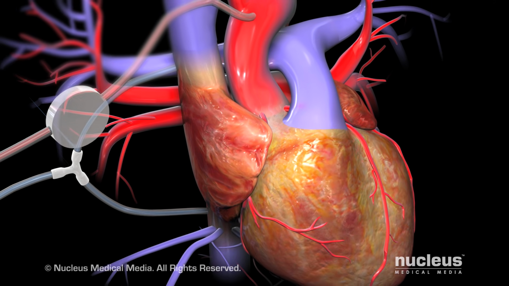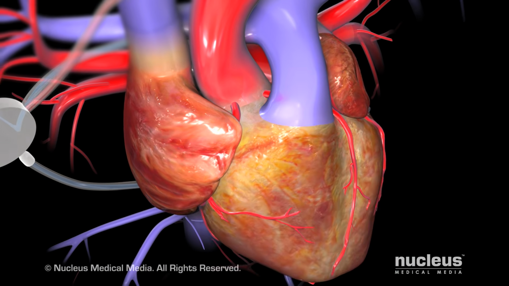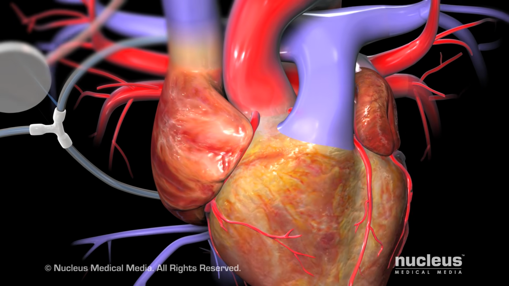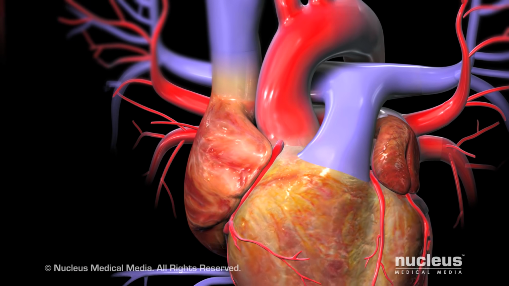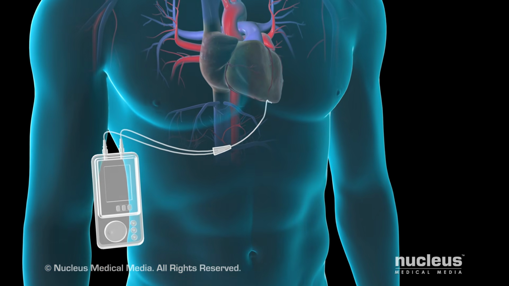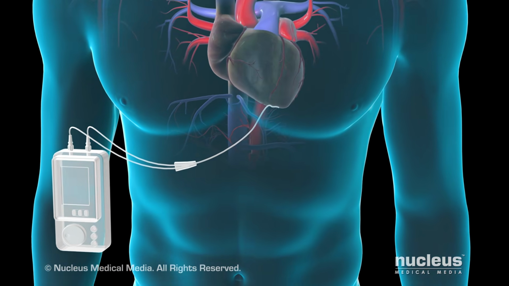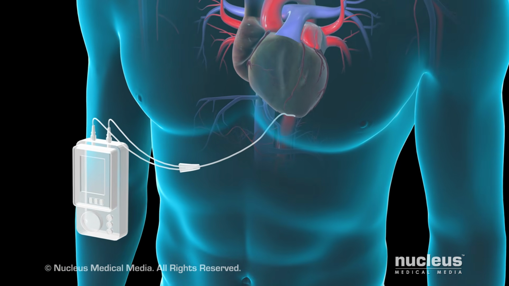If needed, an electric shock will be given to restart the heart. Once your heart is beating on its own, it will be detached from the heart-lung machine. Generally, temporary pacemaker wires will be placed on the surface of the heart to ensure the heart maintains a normal rhythm during recovery.